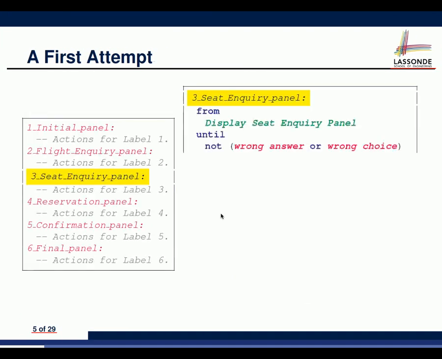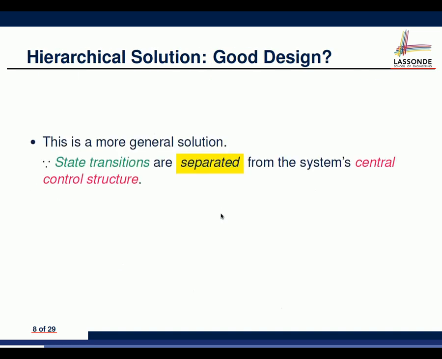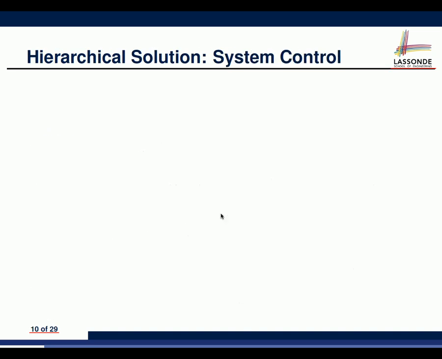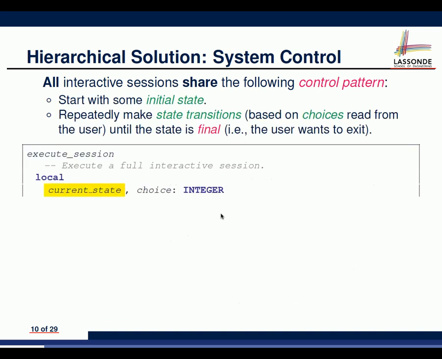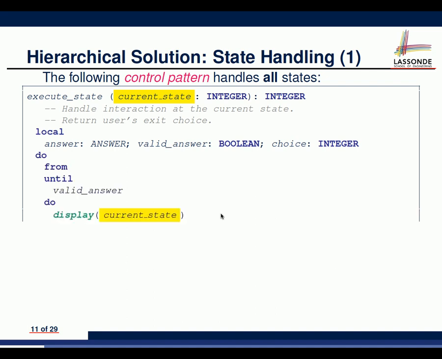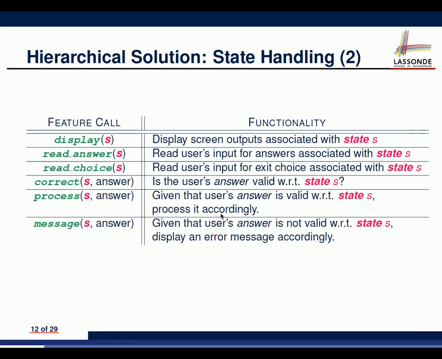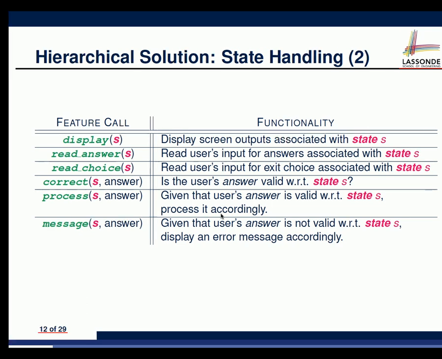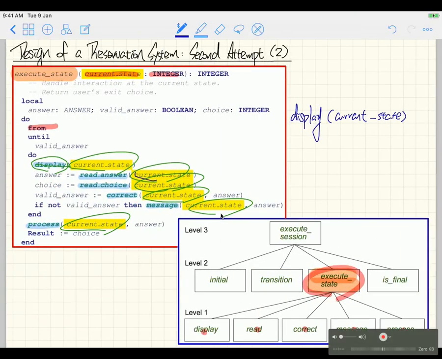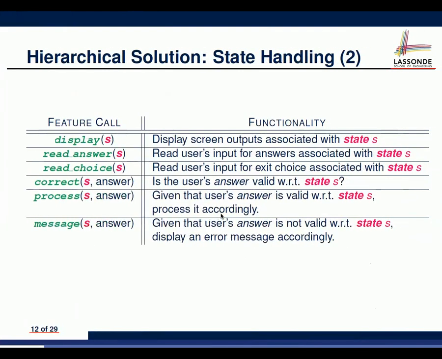Okay, let's have the slides over here. I want to show you, and then we can see why it would be bad. That's the execute session we just talked about, and then we got execute states, which we just said. And now let's look at display specifically. By the way, you can see that for all the features we are calling, we have to pass a current state. That's something to note for all of them.